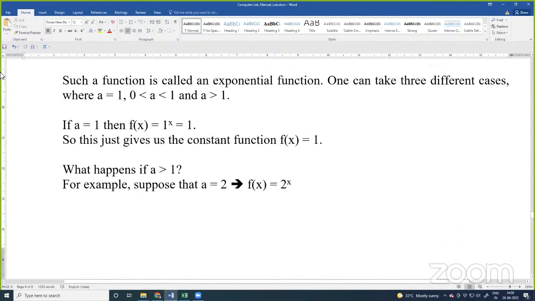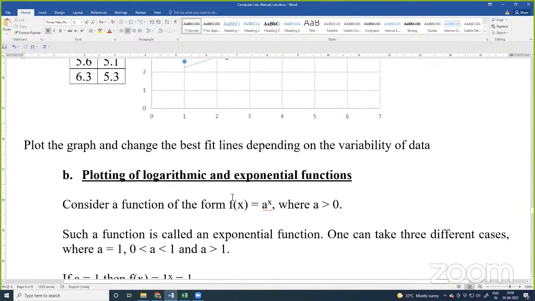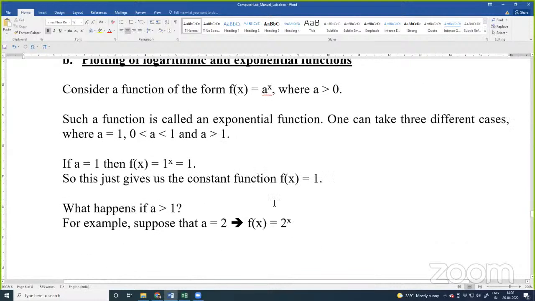If a is equal to 1, then what will happen? f of x is equal to 1 to the power of x. 1 to the power of any value is 1. So this just gives us the constant function f of x equal to 1, a straight line. Whatever the value of x, you will get f of x as 1.